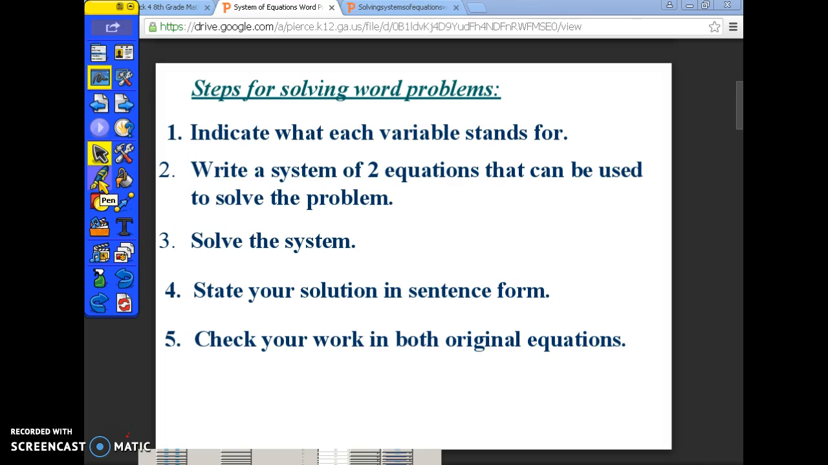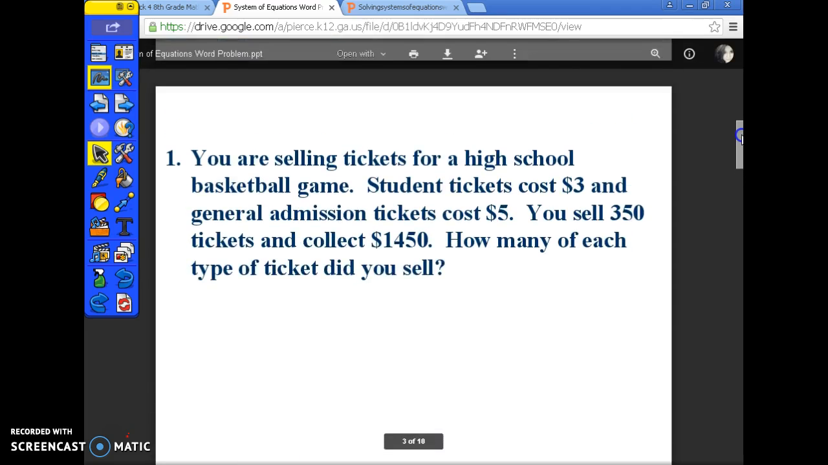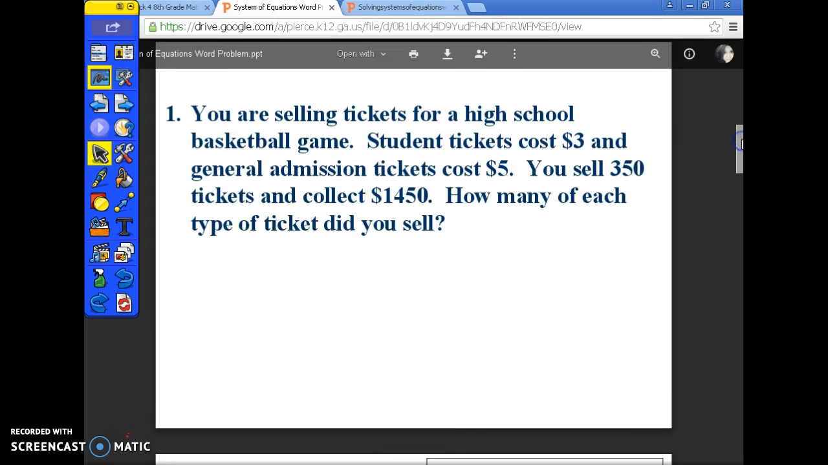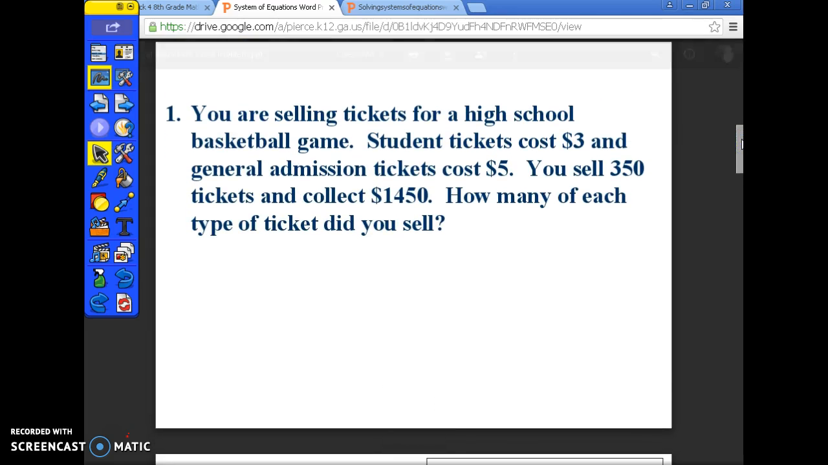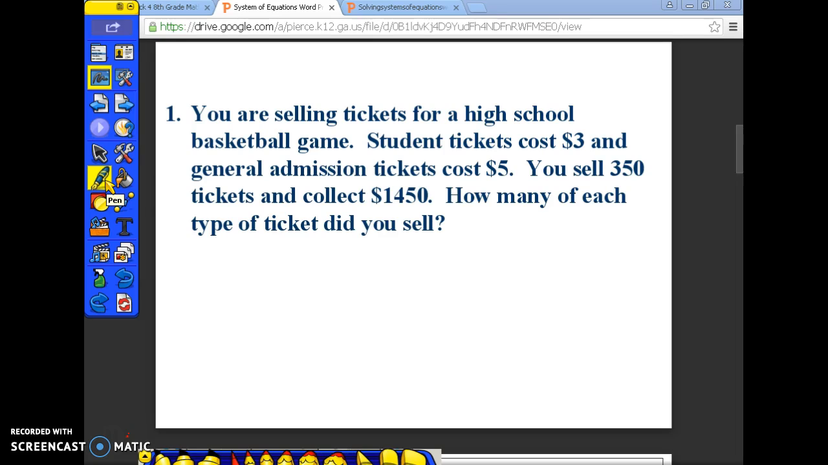Alright, so let's look at an example. You are selling tickets for a high school basketball game. Student tickets cost $3 and general admission tickets cost $5. You sell 350 tickets and collect $1,450. How many of each type of ticket did you sell?